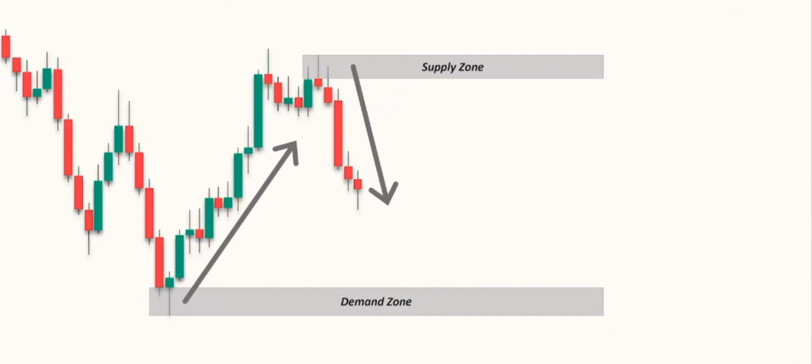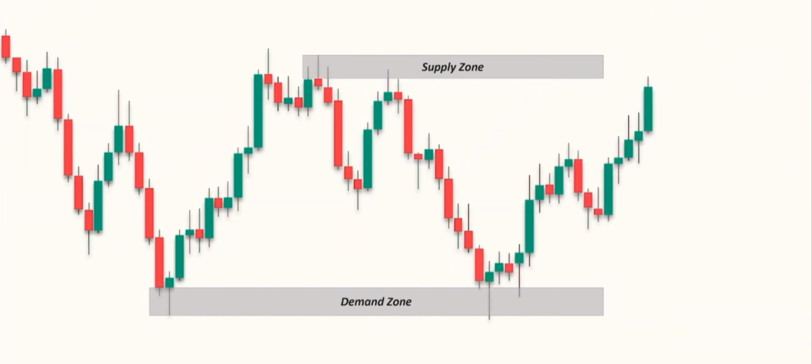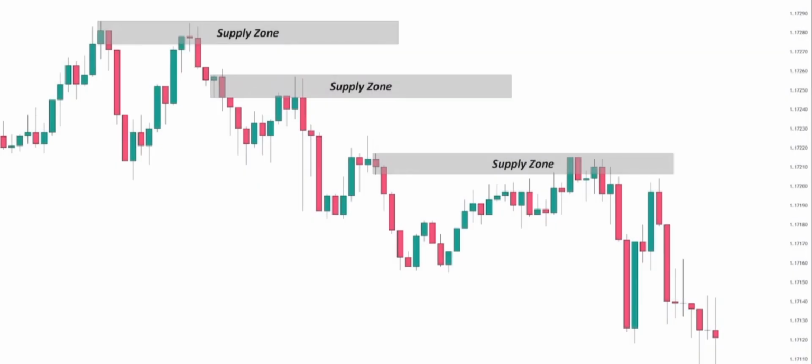These zones are important because markets often remember where strong buying or selling occurred. When price returns to a supply zone, sellers may step in again, potentially causing price to move lower. When price revisits a demand zone, buyers may become active again, which can push the price higher. In simple terms, demand zones act like potential support, and supply zones act like potential resistance. They help us identify areas on the chart where price is more likely to react rather than move randomly.